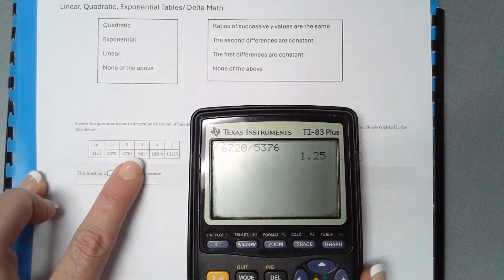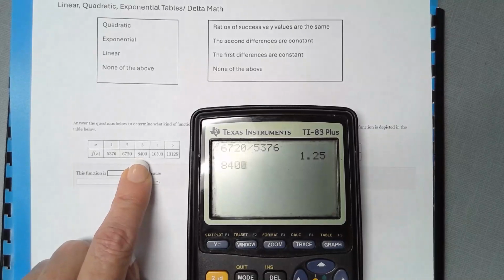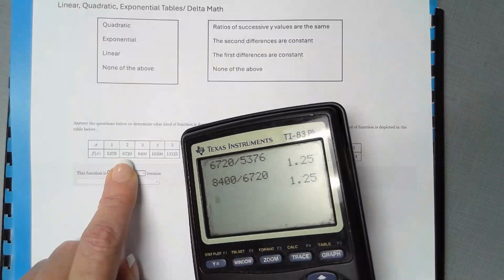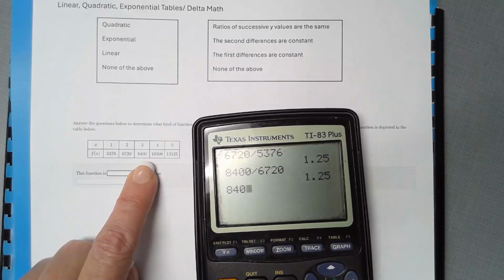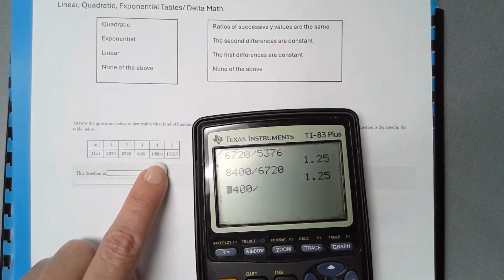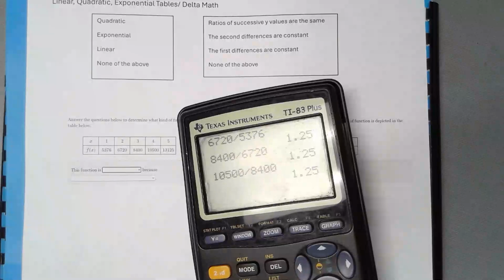Okay, now we have to go up to the third number. Third number, 8400. Everybody needs to be doing this with me. Divided by the second number, 6720. Look what's happening. It's the same. I'm going to check it one more time. Fourth number, divided by third number. Look what happened. It's constant.